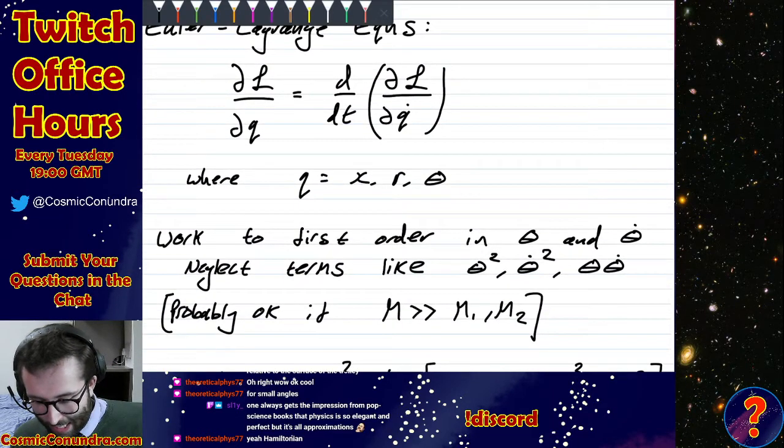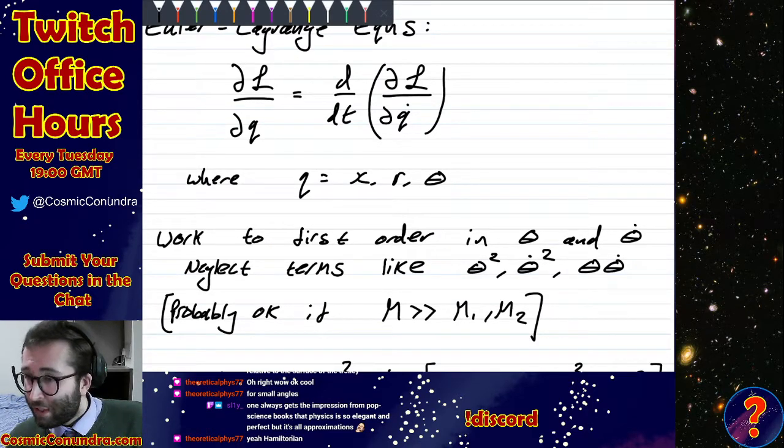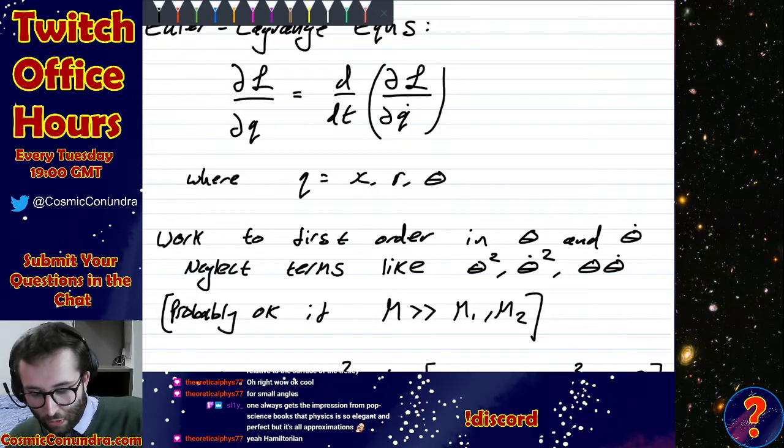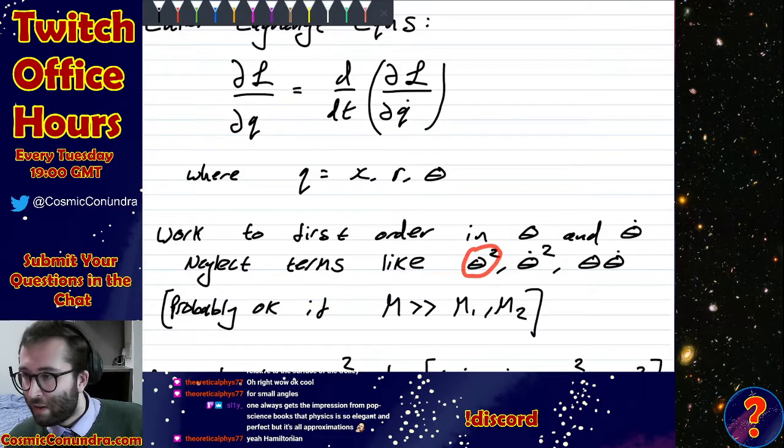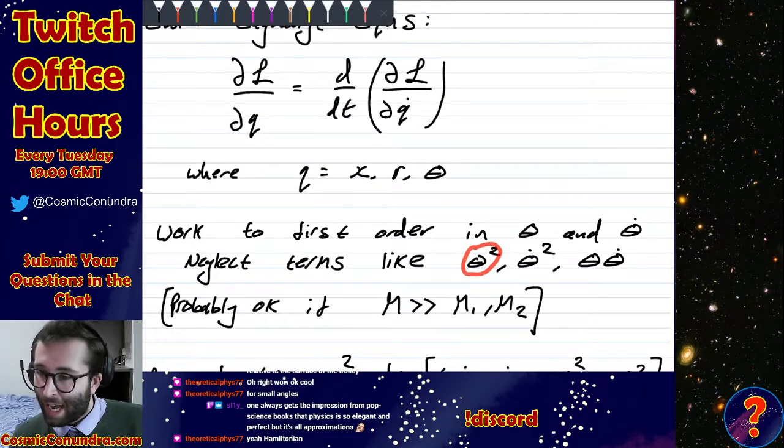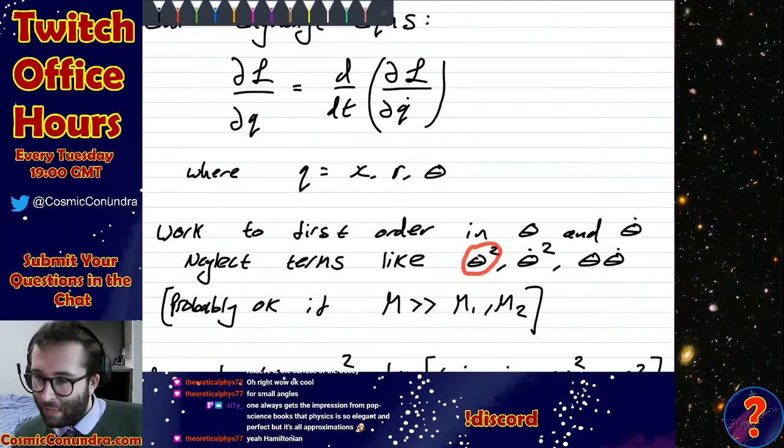So what I did instead is I decided that I would do this to first order in theta and first order in theta dot. So when I say first order in theta and first order in theta dot, you should be able to tell from this that I'm going to neglect terms like theta squared and higher, theta cubed, theta to the fourth, etc. This is under the assumption that the angle is small, just like the small angle approximation I mentioned when we talked about an ordinary pendulum.